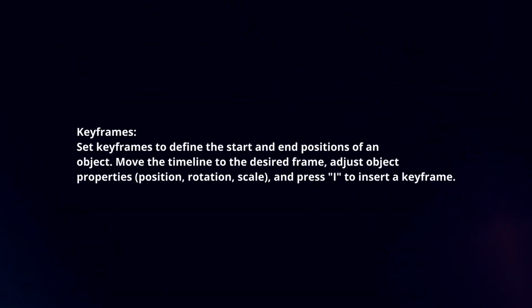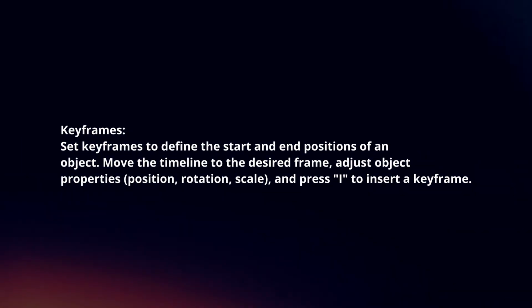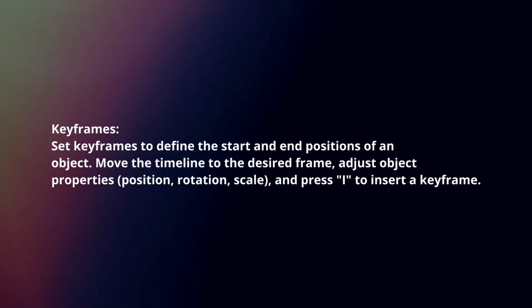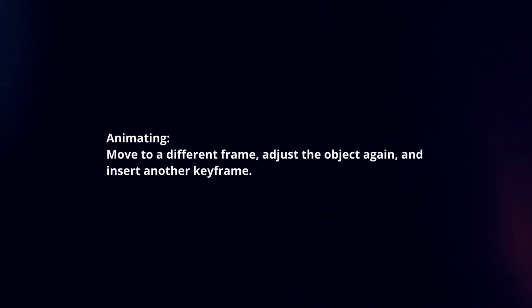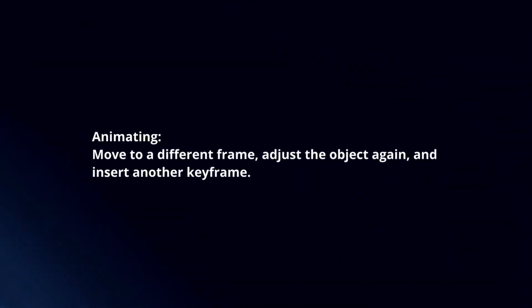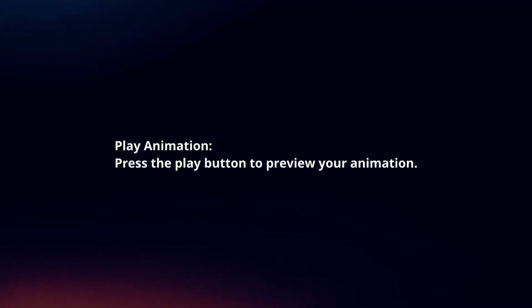Keyframes. Set keyframes to define the start and end positions of an object. Move the timeline to the desired frame, adjust object properties and press I to insert a keyframe. Animating. Move to a different frame, adjust the object again and insert another keyframe. Play animation. Press the play button to preview your animation.